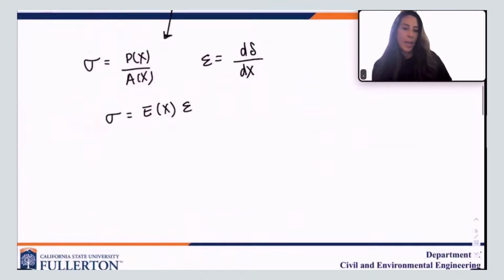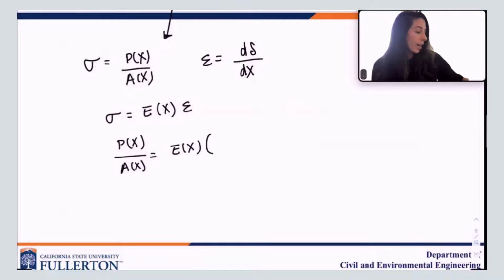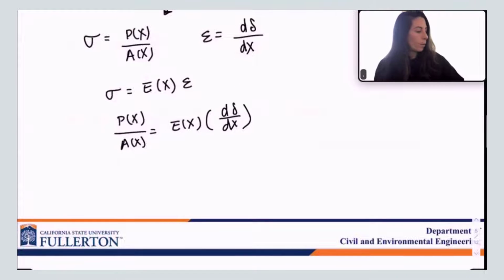Okay? And now let's put everything together into one formula. We have stress, P of x over A of x, is equal to the modulus of elasticity as a function of x times d delta over dx. Okay? And now what do we do when we have a little differential element? We integrate. We integrate over the length, right? Okay? So, actually, before we integrate, let me simplify this. Let's move over this d delta, because remember, we're trying to solve for that elastic displacement. So let's put it on one side. Then we get P of x dx divided by A of x.